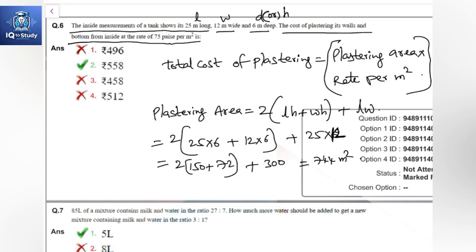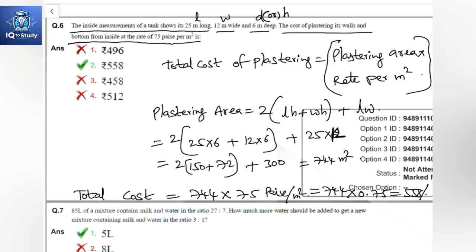And the rate per meter square is given as 75. So total cost is equal to 744 into 75 paise per meter square, which can be written as 744 into 0.75, that is equal to 558 rupees. So option 2 is correct.